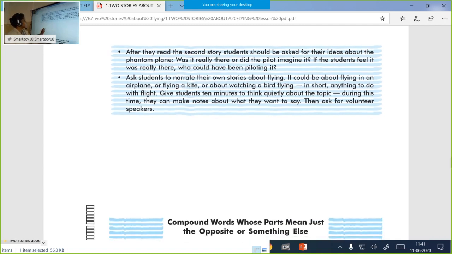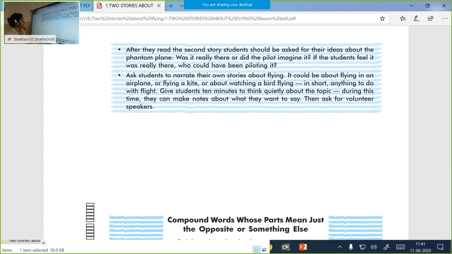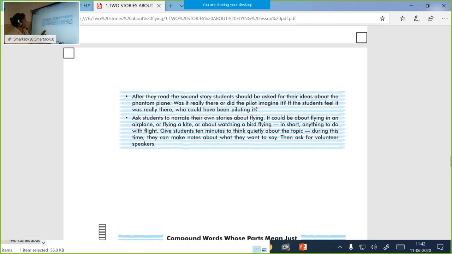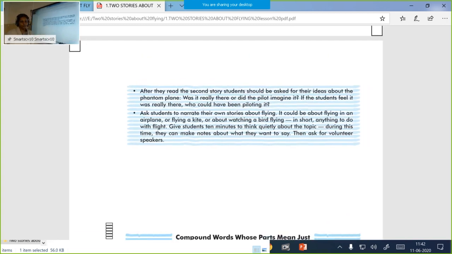And the last one is to narrate an experience related to flying. You can talk about your own experience of being in an aeroplane for the first time, or about flying a kite, or you might have watched a bird learning to fly, or something like that, something related to flying. So altogether, I have given you so many tasks.